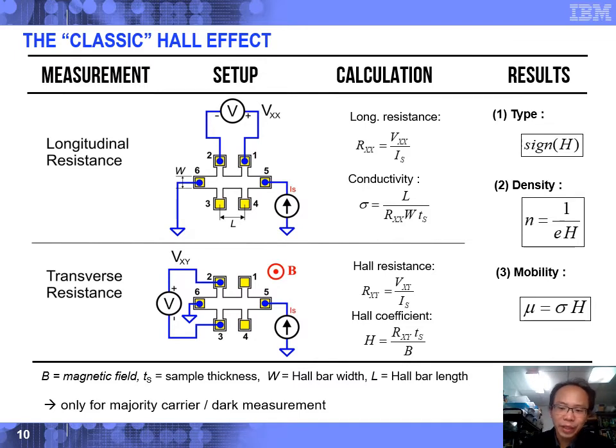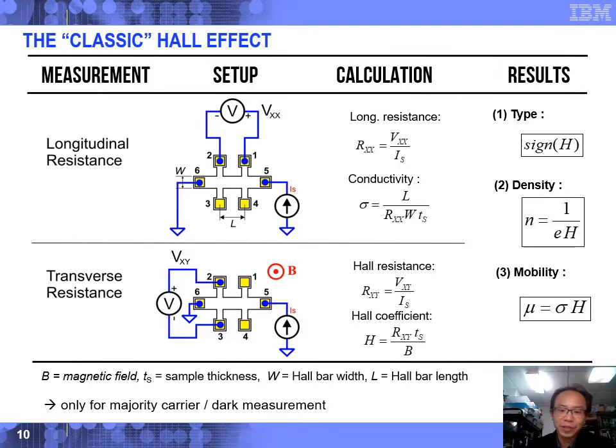So before we go into detail on the photo Hall effect, let's review what we know in the classical Hall effect. Here, in essence, you perform two measurements. One is a longitudinal measurement, where you pass current along your device and you measure the longitudinal voltage. And here you can get the resistance and therefore conductivity. And in the transverse or Hall resistance measurement, you measure the voltage perpendicular to the current flow.